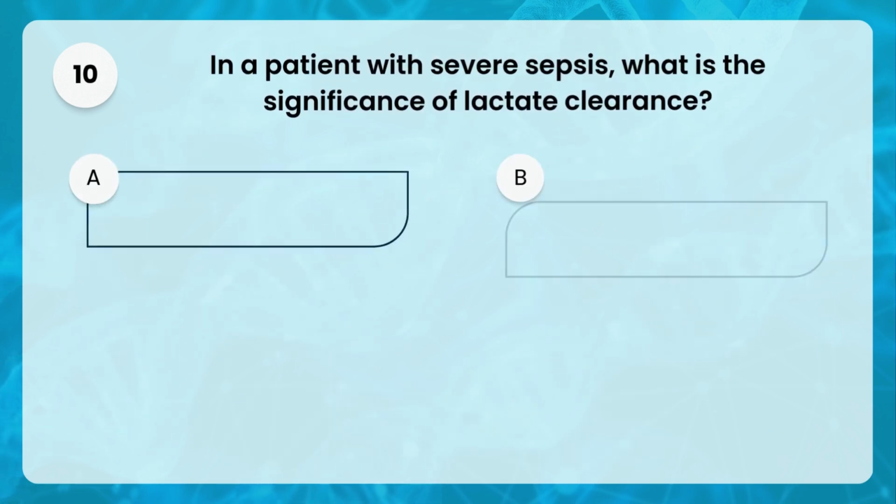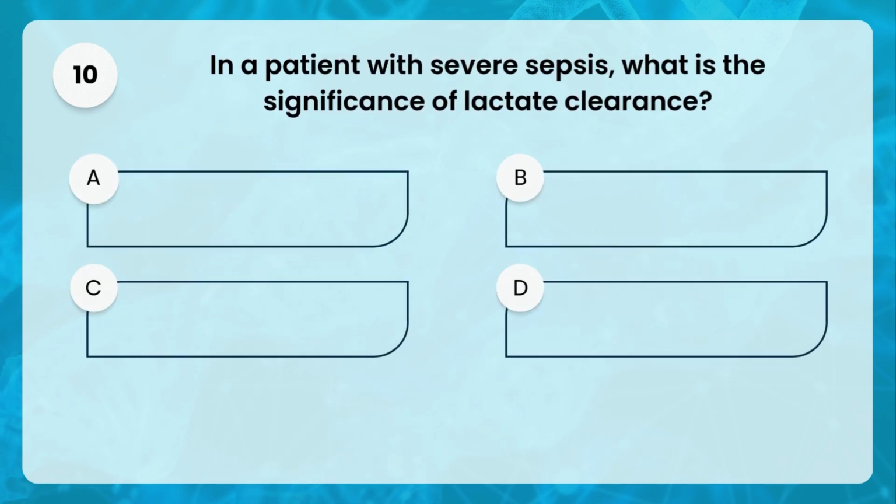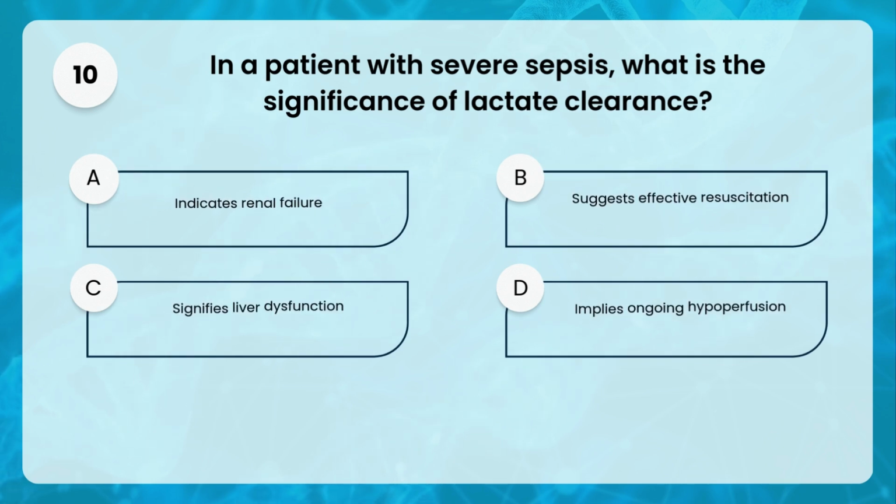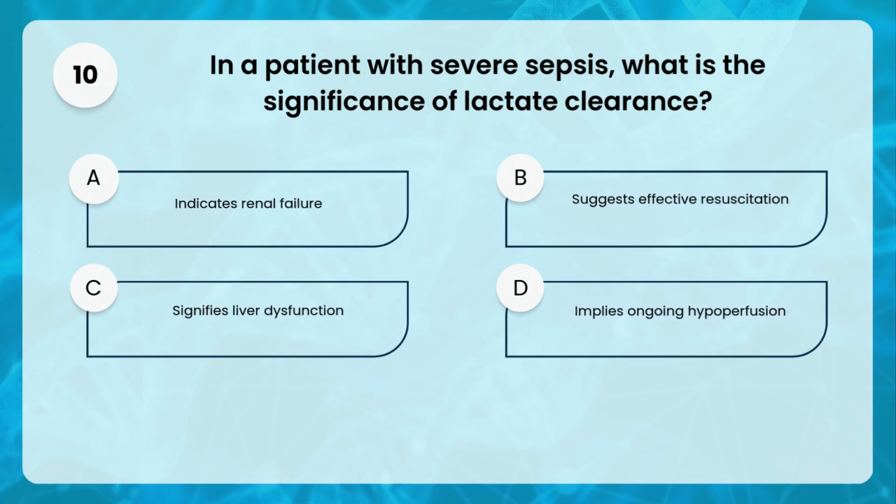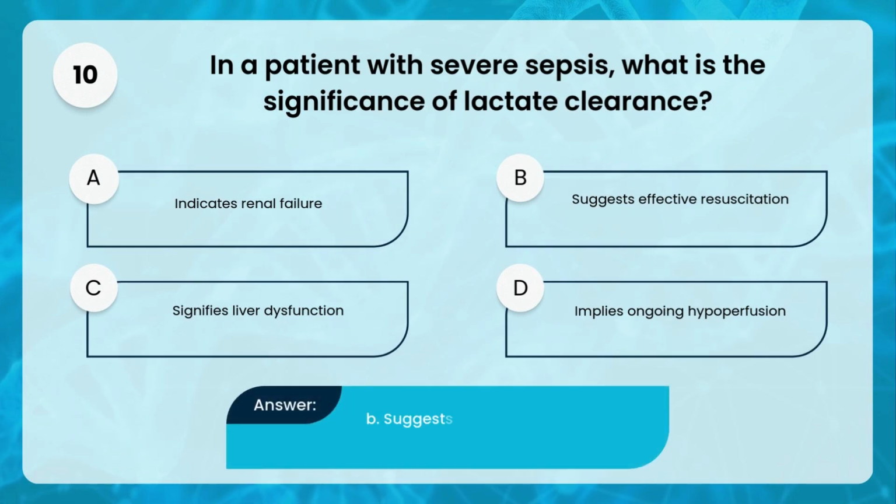Number 10. In a patient with severe sepsis, what is the significance of lactate clearance? A. Indicates renal failure. B. Suggests effective resuscitation. C. Signifies liver dysfunction. Or D. Implies ongoing hypoperfusion? The answer is B. Suggests effective resuscitation.